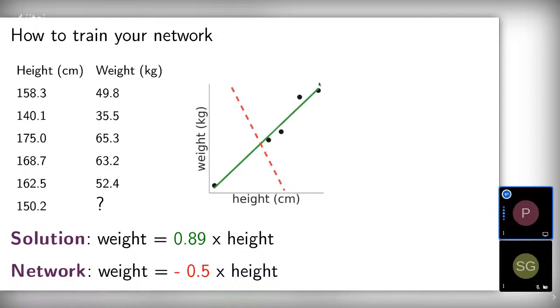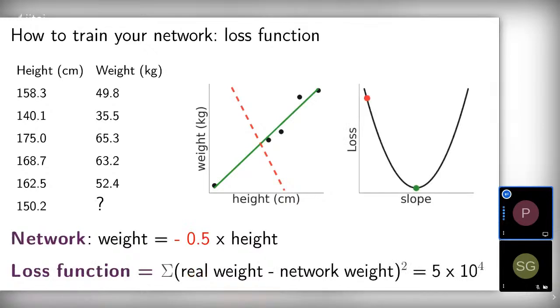What does it mean to correct it? Essentially, you just want to learn what the correct value of the slope would be. And you tell the network that it's wrong using something called a loss function. What does the loss function do?